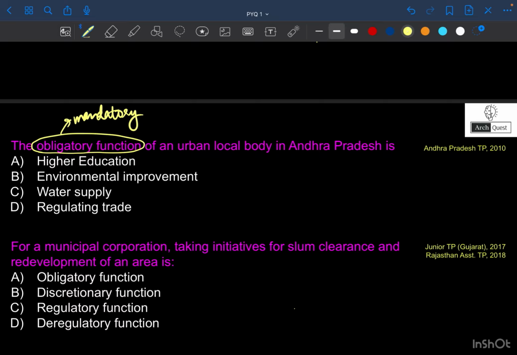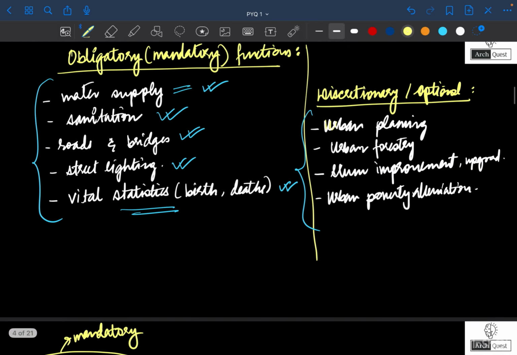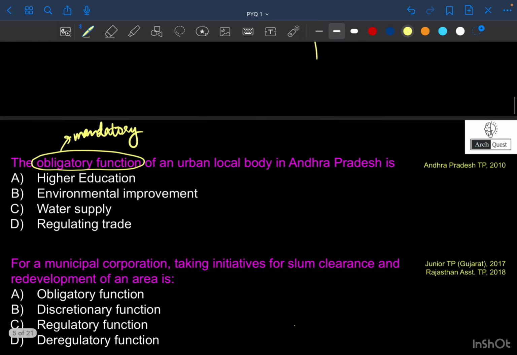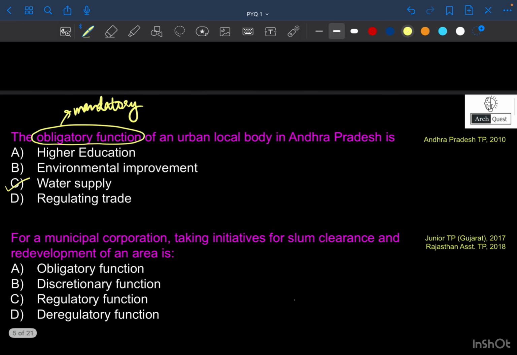Let's look into the options. Higher education, environmental improvement, water supply, regulating trade. So we already wrote here, right? Water supply is an obligatory function. So we can mark it right, but let's also look into the other options कि वो क्यों correct नहीं है. अगर वो correct नहीं है तो what are the functions that are going to include these options?